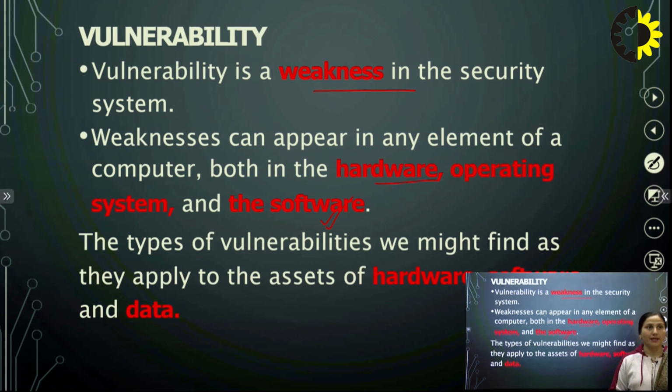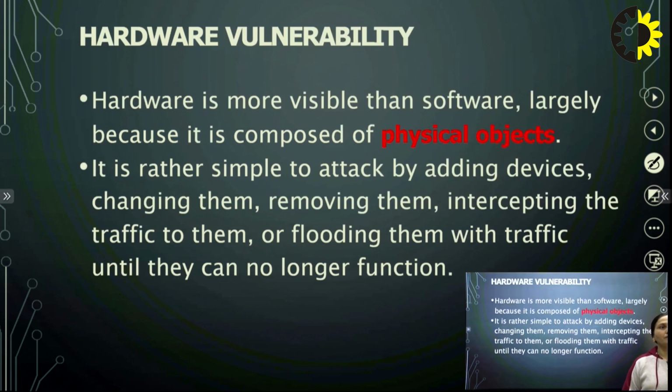Now, the types of vulnerabilities we may find apply to the assets of hardware, software, and data. What is hardware vulnerability? It is more visible than software. Why are we saying that? Because it is composed of physical objects. It is composed of physical objects, so it is more visible as compared to software.